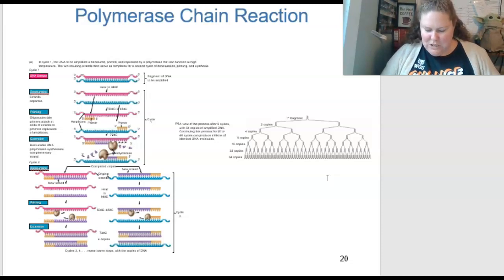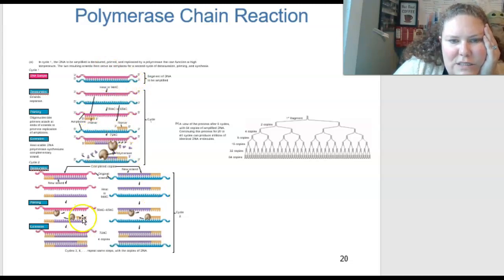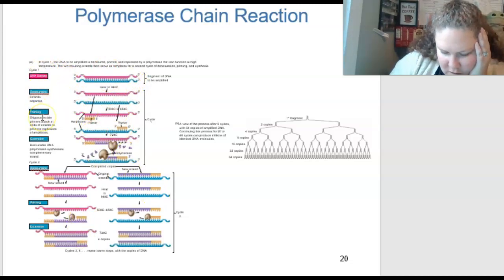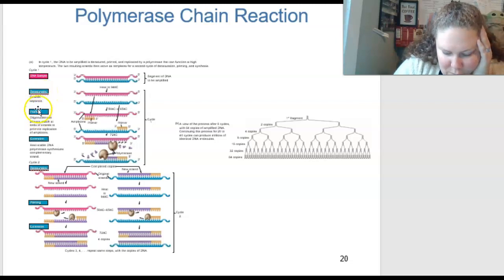This is figure 10.8 in your book, and this is the diagram of what happens with the PCR reaction. It shows the details of what's happening over 2 cycles, because we are doubling each time. Cycle one is the DNA sample, then this is the denaturation where the strands are going to separate, and then you have the priming.